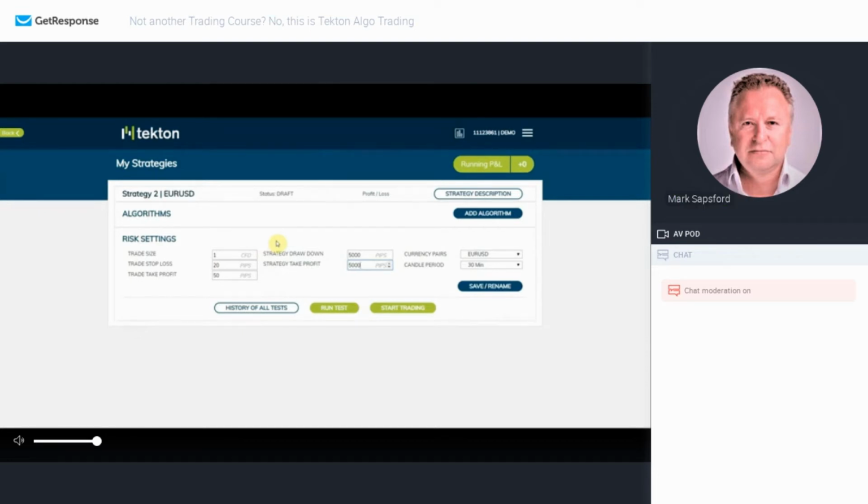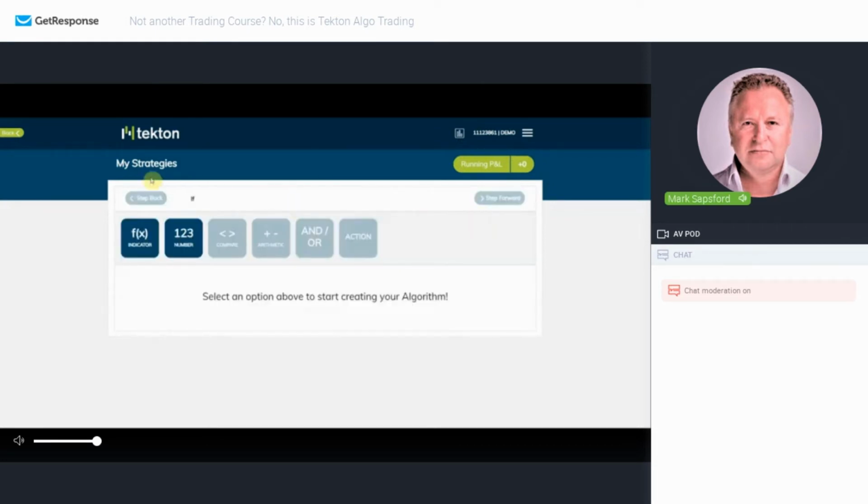Now comes the great bit, adding the algorithm. So let's create the algorithm. Click Add Algorithm, and up comes this menu here. For those of you who've never done this, it's as simple as that. For those of you that have done this, you'll know exactly what I'm doing.